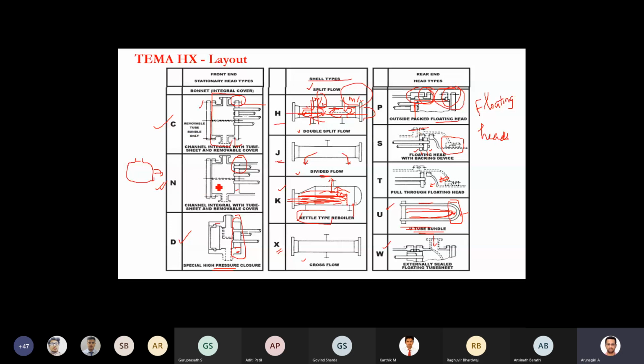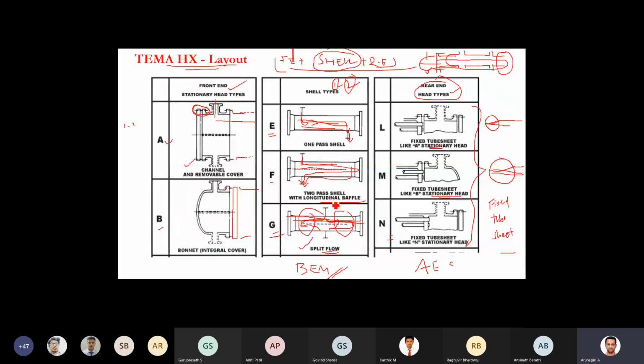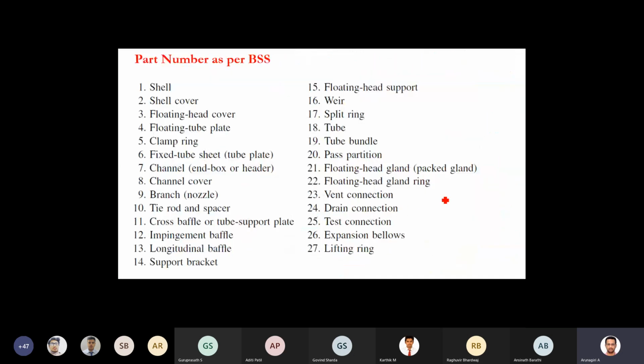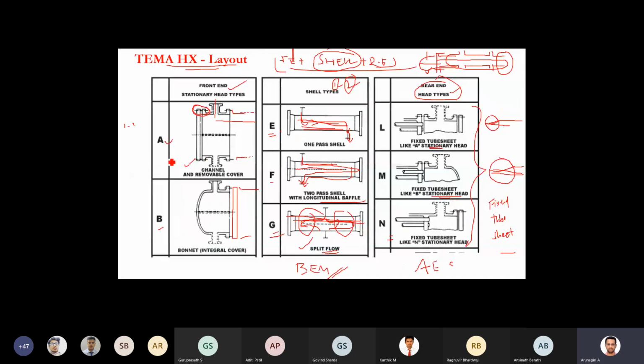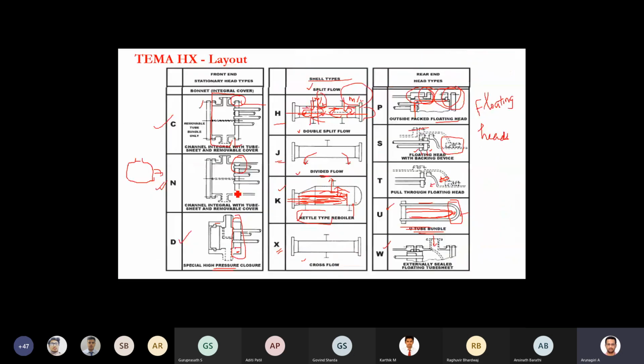C means channel integral with tube sheet and removable cover. Then F means you have a longitudinal baffle inside. Then U means you have a U-tube bundle, the bundle is a U-tube arrangement. Then AKT is another form. A means channel with removable cover. K means kettle type reboiler. Then T means pull through floating head.